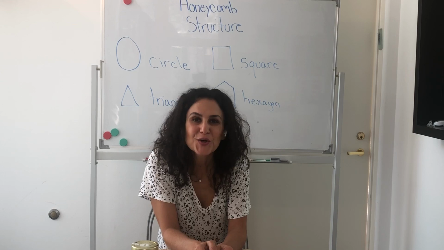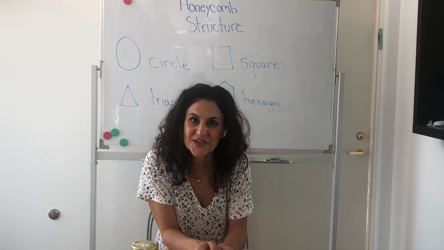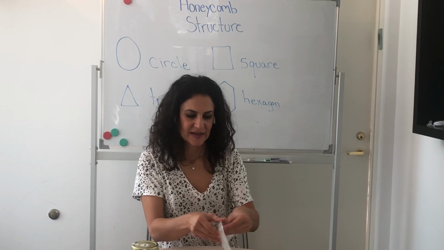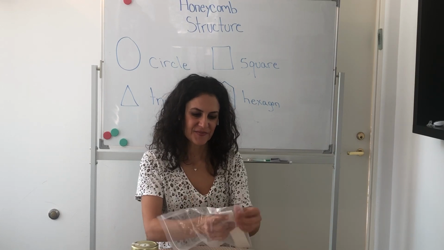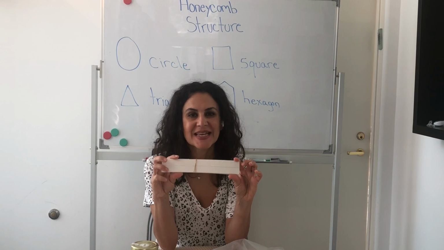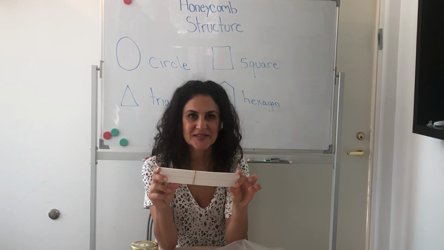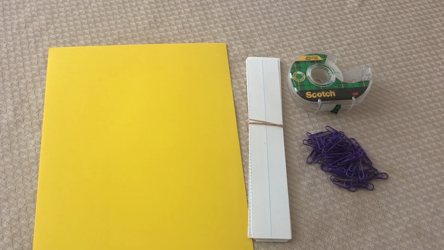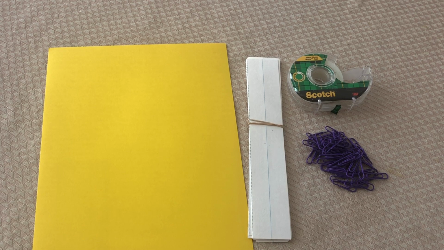For today's lab, you're going to need one last set of materials from your enrichment bag. These are the paper strips that have been cut into these regular shapes. For this lab, you will need one piece of paper, 8.5 by 11. Mine is colored just to show contrast. It does not need to be colored. You will need your strips of cardboard. You will need tape, and you will need about 25 paper clips.